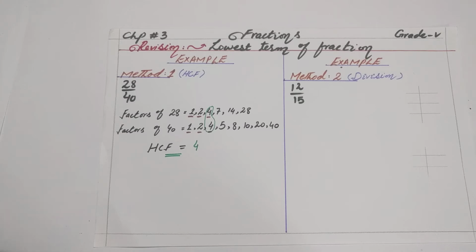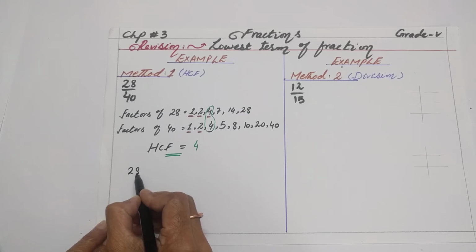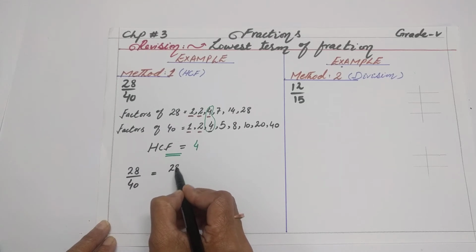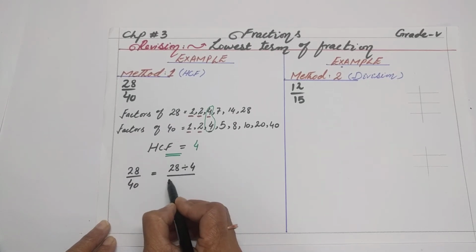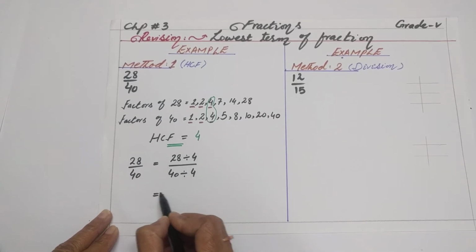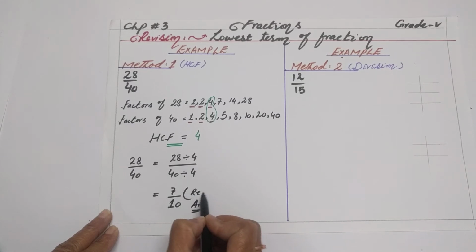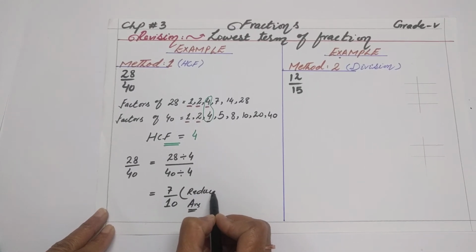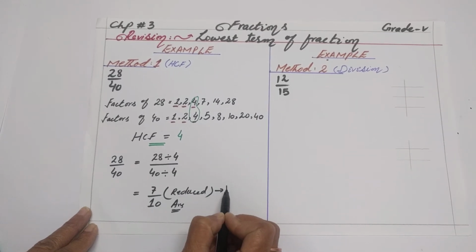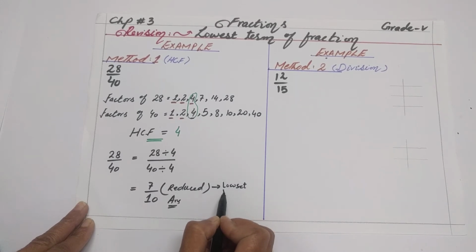So to reduce this fraction into lowest term, we will divide the numerator and denominator by 4, and 4 is the highest common factor. So what is there? We will divide the numerator by 4. We will also divide the denominator by 4. 4 sevens are 28 and 4 tens are 40. That's our required answer. Now 7 by 10 is reduced in the lowest form. 7 by 10 now reduced into lowest term.